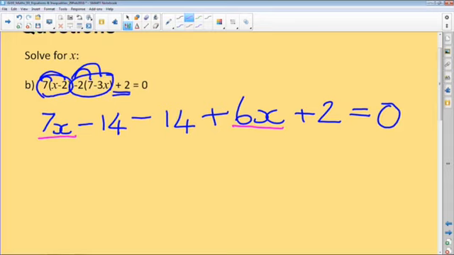What is 7x plus 6x? Well, I've got 7 x's over there, and I'm adding 6 x's, so that will give me a total of 13x. And now, what is minus 14? Minus 14, that's going to be minus 28, plus 2 is going to be minus 26.